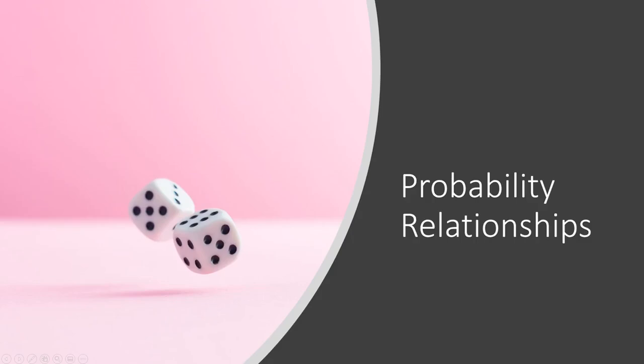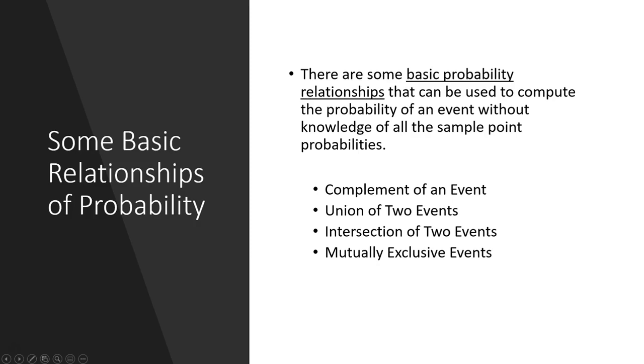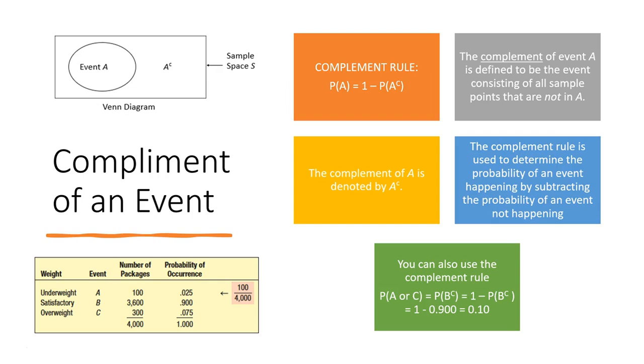So now that we've done a basic introduction to the concept of probability, let's go ahead and start looking at some of the relationships that we have in probability. There are four that we're going to talk about in this lesson. We have a complement of an event, union of two events, intersection of two events, and then mutually exclusive events.